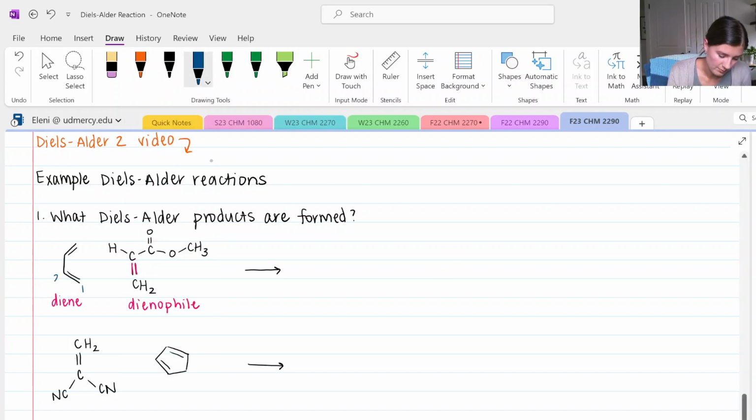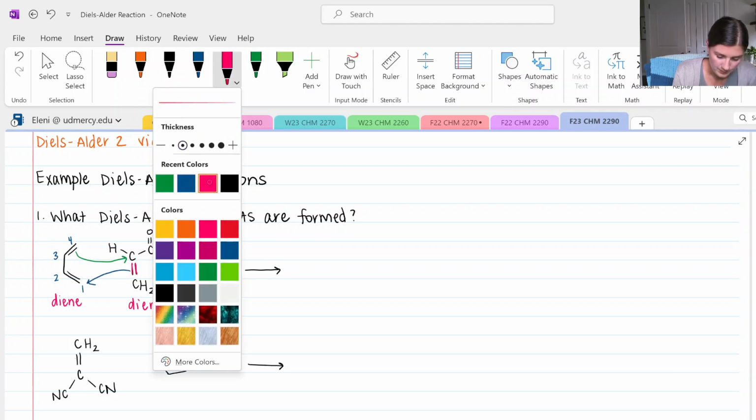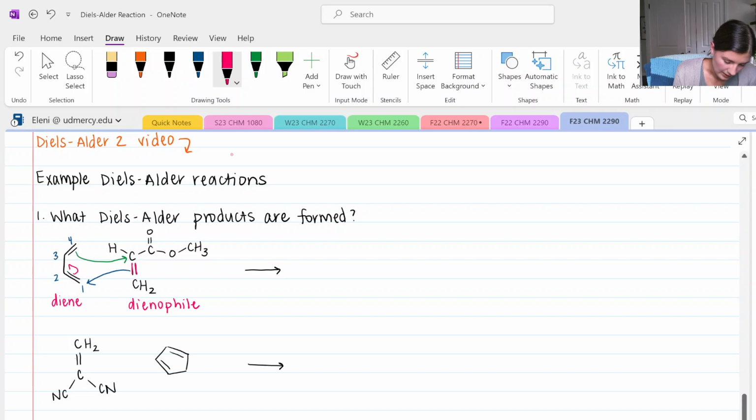If it helps, we can number the carbons. We can even draw out the mechanism where we have carbon 4 creating a new bond to the dienophile. Dienophile creating new bond to carbon 1. And a new pi bond between carbons 2 and 3 on the diene.